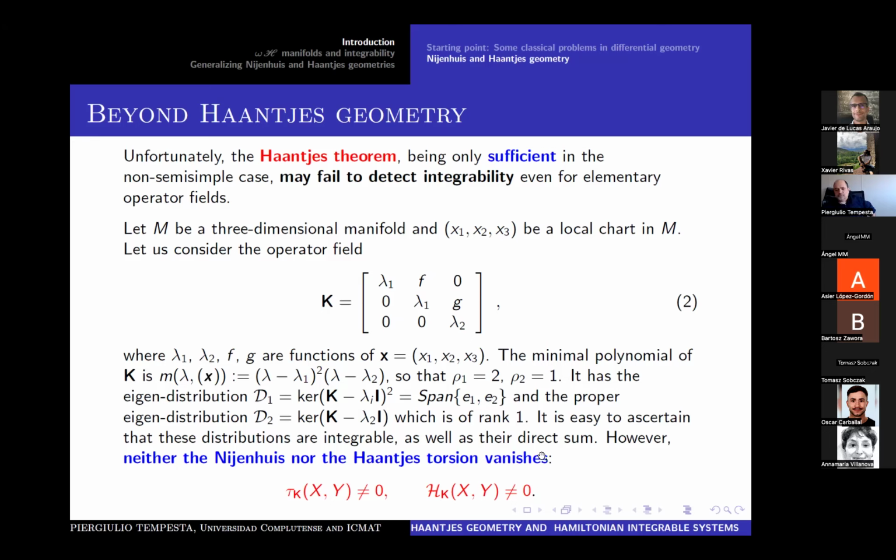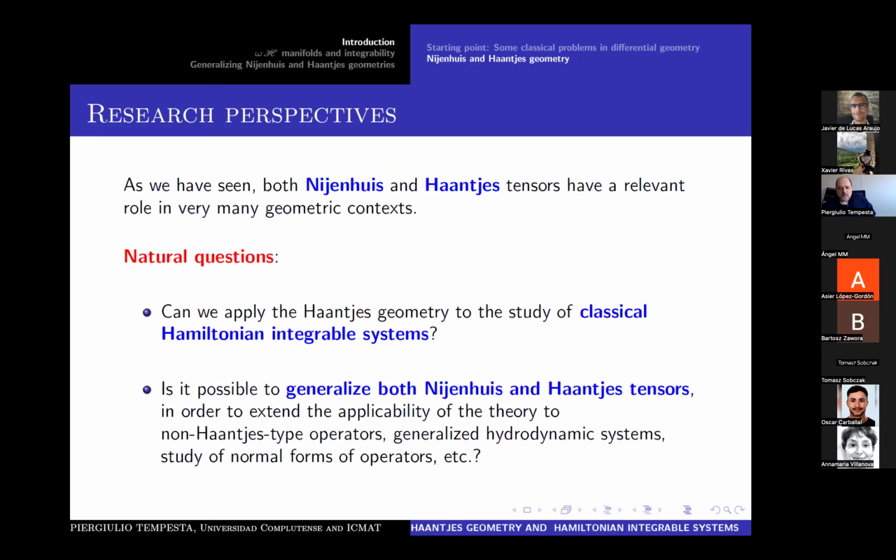There is no contradiction because, as you said, the Haantjes theorem is just a sufficient condition for ensuring the integrability of the eigen-distributions. But this condition may fail to detect the integrability, even in elementary cases like this, because if the operator is Haantjes, then we know that the eigen-distributions are integrable. But if it is not Haantjes, we cannot say anything, right? It may or may not be integrable. So then there is a big problem: is it possible to extend the Haantjes theorem, right? And then we come back later to this interesting question.